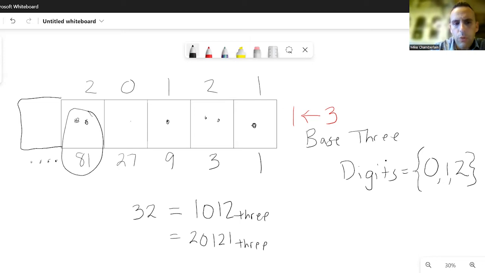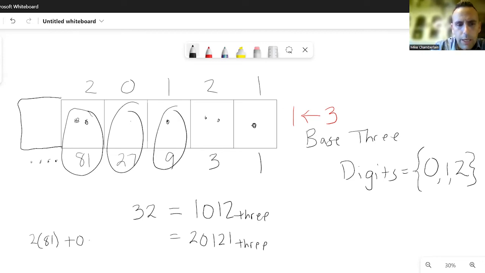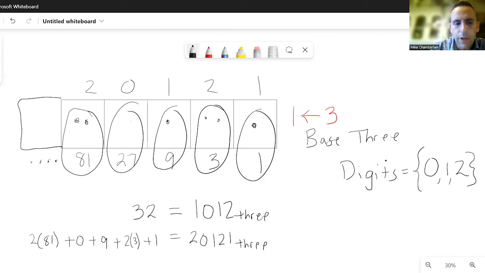We have 2 81s, so we're going to have to figure out what 2 times 81 is. We have no 27s, and I'll just put 0 there. We have 1 9. I'll do that in my head. 1 times 9 is 9. And then we have 2 3s. All right, I'll write 2 times 3, although we could do that in our head. And then we have 1 1. That is going to be our total value.